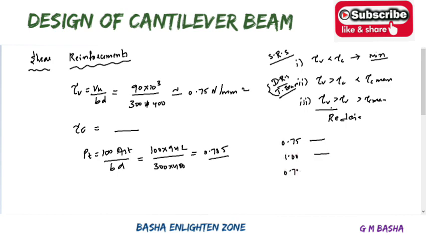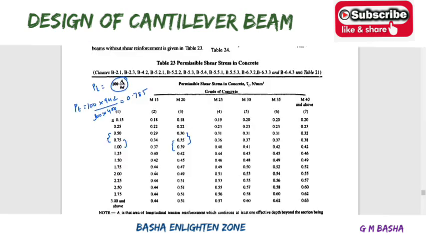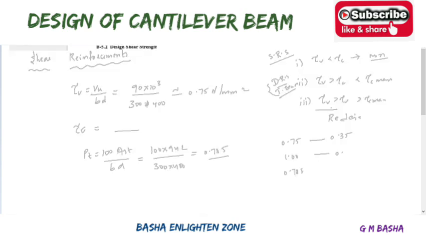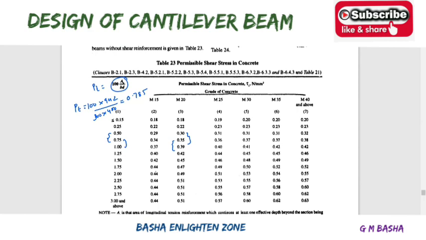We want 0.785. So for 0.75 it will be 0.35, and for 1 it will be 0.39.